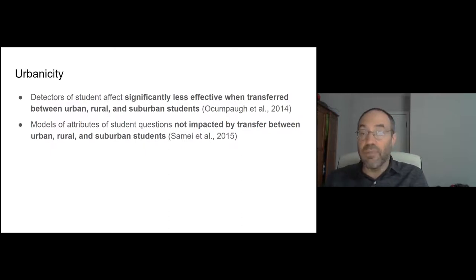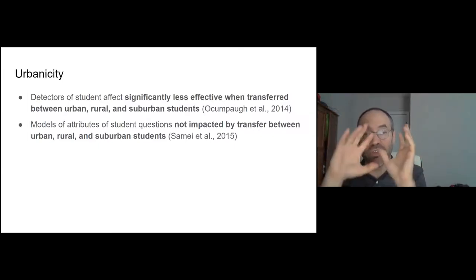Urbanicity. I know of two studies on urbanicity. There's a third unpublished one that we didn't discuss. Okampa and colleagues found that detectors of student affect, emotion, and context were less effective when they were transferred between urban, rural, and suburban students. But Same et al. looked at the same issue among attributes of student questions, and didn't find a difference in that area. Now, this one I don't consider to be two findings that contradict each other. These are two findings about different problems.